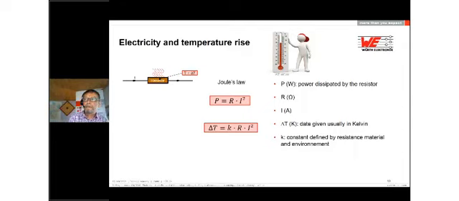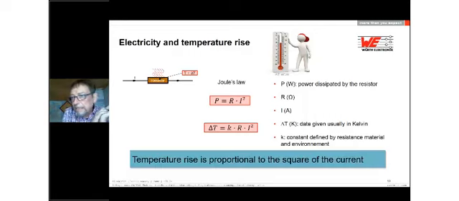And what about the temperature rise? The temperature rise, delta T, is the material constant of our connector multiplied by the resistance multiplied by the square of the current. So this is really crazy. Temperature rise is proportional to the square of the current. That means if I double my current, I have 4 times more warming. And this is really dangerous when we have a look at our applications.